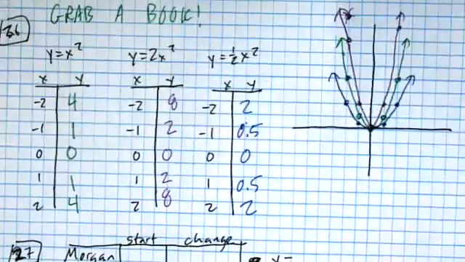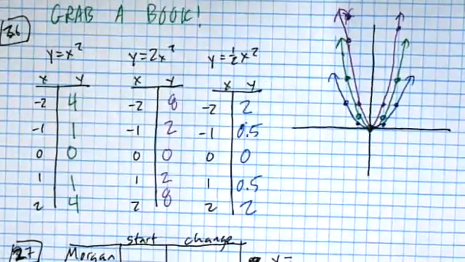So they said compare and contrast. I'd say, what do they have in common? They're all parabolas. They all open upwards, don't they? Y-intercept, same for all of them. Y-intercept 0 for all of them. X-intercept, same for all of them. 0. Vertex is the same for all of them.